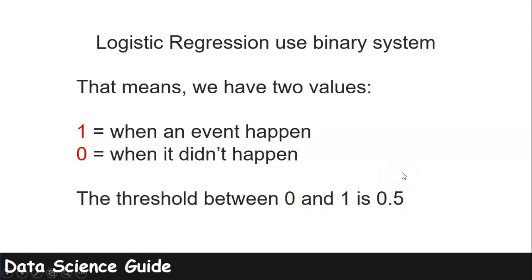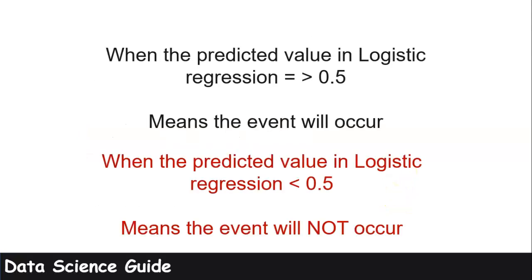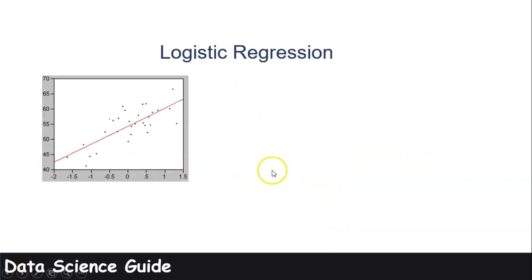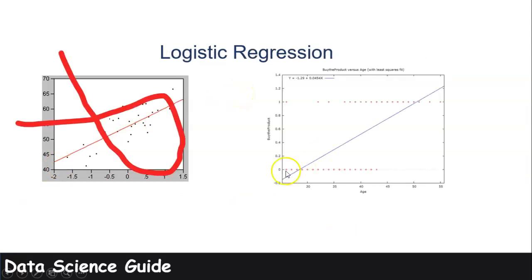So what is the threshold of the 50%? When the predicted value in logistic regression is equal or greater than 50%, that means the event is more likely to occur. And when the predicted value in logistic regression is less than 50%, that means the event will most unlikely occur.